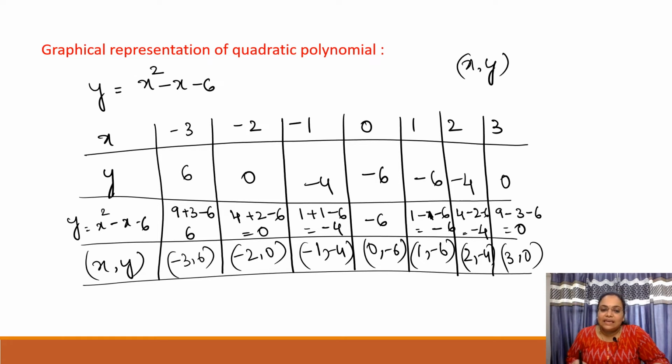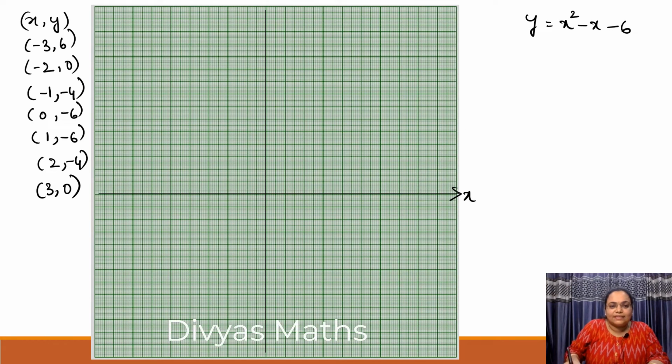So by seeing the x and y coordinates, we can say that it has two zeros, right? Minus 2 and 3 are the two zeros of the quadratic polynomial. Now let us plot a graph. This is x-axis and this is y-axis. So please remember, scale is very important for every graph you plot. Okay, so do not miss on the scale.